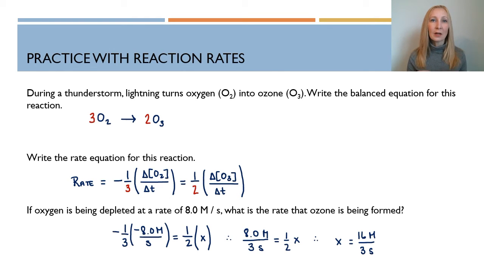And if we convert that to a decimal, what we end up with is 5.3 M per s, molar per second, and we'll keep that in 2 significant digits. So the answer here is 5.3 molar per second. That's the rate that ozone is being created when oxygen is being depleted at a rate of 8.0 molar per second.